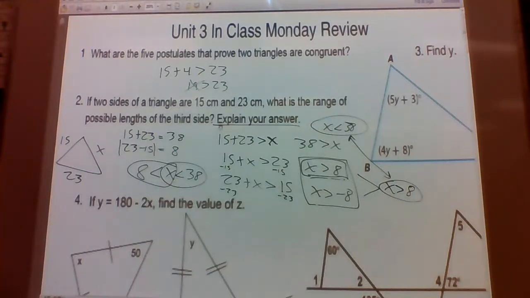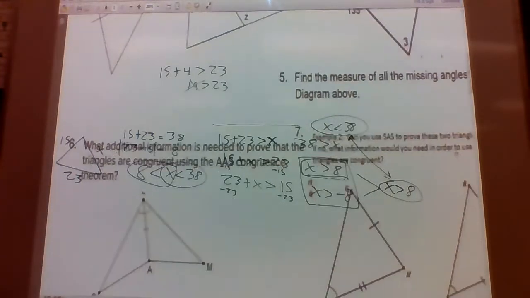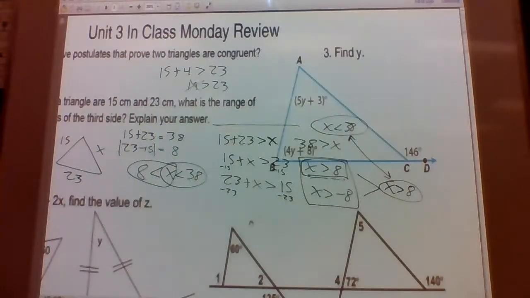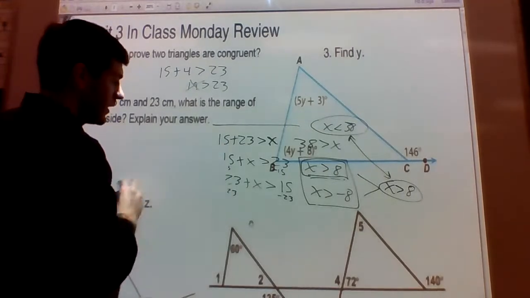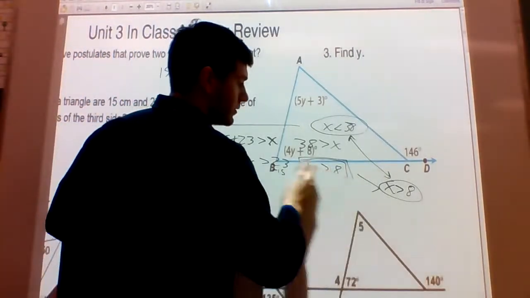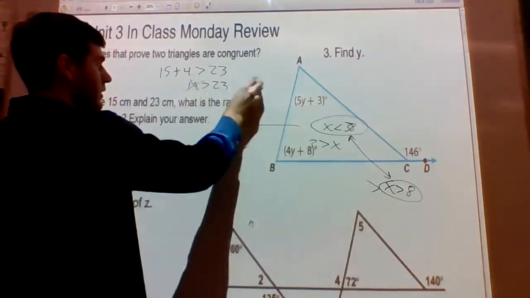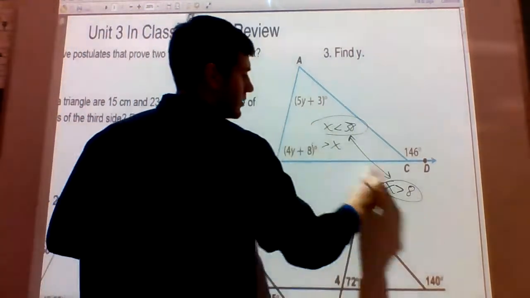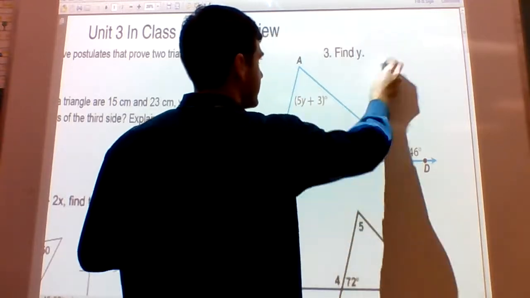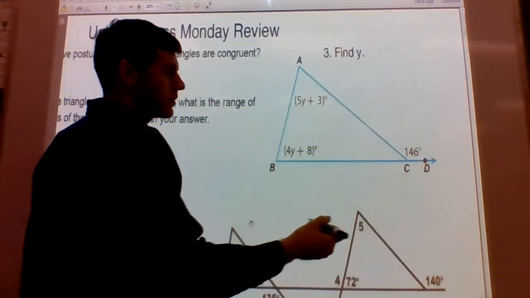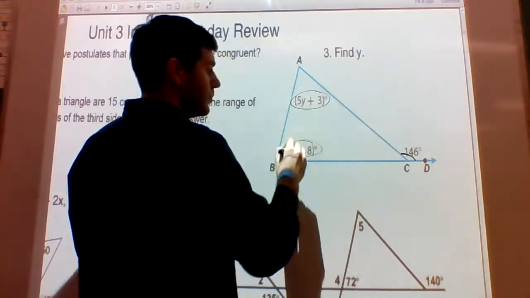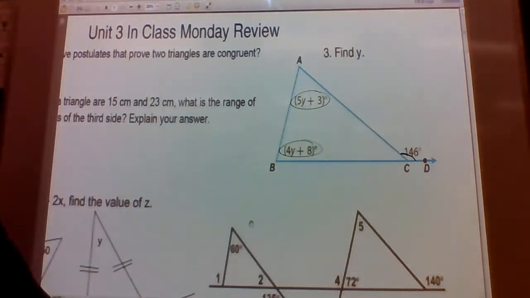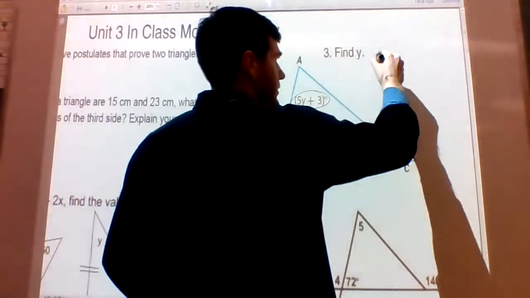Right, number 3. Find y. So first thing we notice is we have an exterior angle. So we can use the exterior angle theorem. We don't have to use the exterior angle theorem, but they give us an exterior angle. Probably simple if we use it. Okay, the exterior angle theorem tells us our exterior angle is going to equal the measure of the two remote interior angles added together. So the measure of our exterior angle is 146.